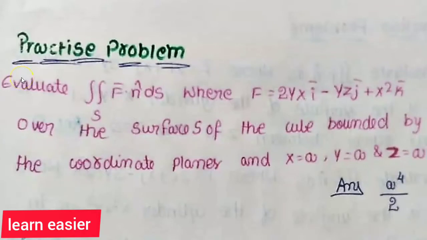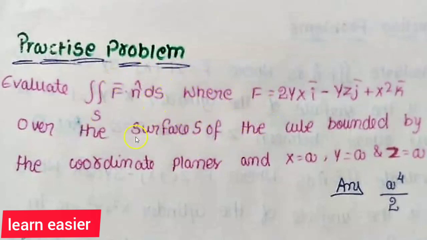Here is the practice problem, and practice this problem and test yourself. The problem is: evaluate the surface integral of f bar dot n cap ds, where f bar equal to 2yx i bar minus yz j bar plus x square k bar, over the surface of the cube bounded by the coordinate planes, and x is equal to a, y equal to a, and z equal to a. Now we have to find out the surface integral of the cube.